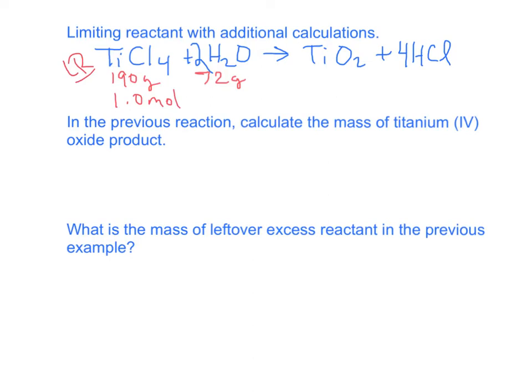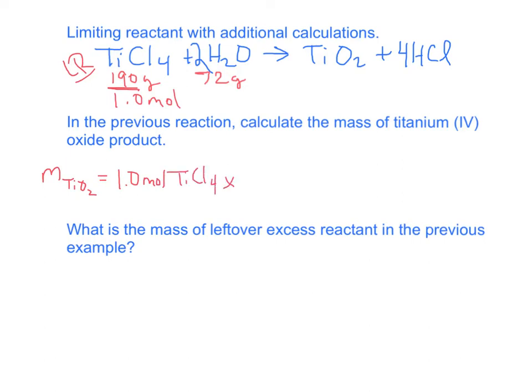So question 1, in that reaction, calculate the mass of the titanium 4-oxide product. This is an example where we have to use this limiting quantity because that's going to drive the reaction. So if we want to know the mass of TiO2, we could start from the mass of titanium 4 chloride, but since we've already worked it out to moles, let's start from the 1.0 moles of TiCl4, because we already had that worked out previously.